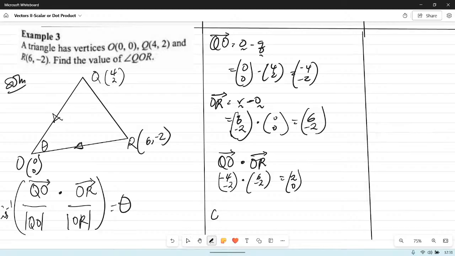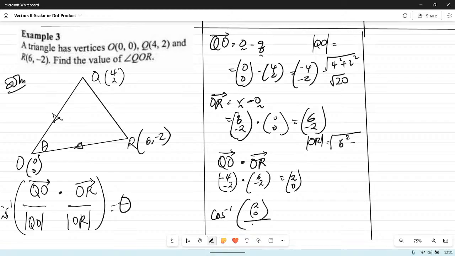So now, cos inverse of the dot product over their magnitudes. Magnitude: 16 plus 4 is 20, and 36 plus 4 is 40. So root 20 times root 40, that gives you root 800. Cos inverse of 1 over root 8.